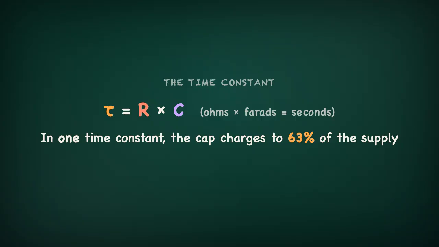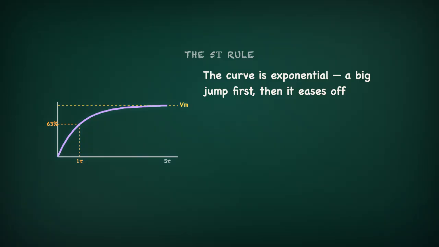And here's the magic number. In one time constant, the capacitor charges to 63% of the supply voltage. Make the resistor bigger, or the capacitor bigger, and it charges slower, a longer tau. The curve is exponential, a big jump at the start, then it eases off toward the top.